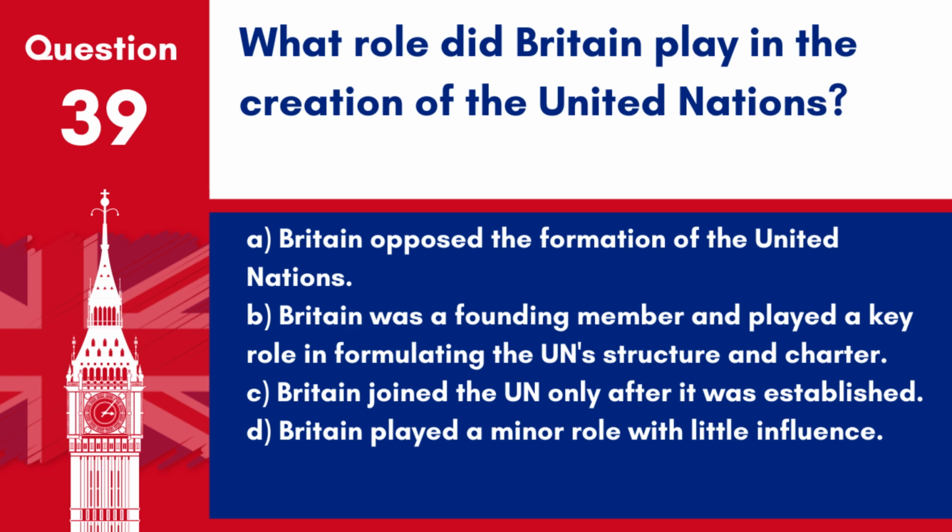Question 39. What role did Britain play in the creation of the United Nations? A. Britain opposed the formation of the United Nations. B. Britain was a founding member and played a key role in formulating the UN's structure and charter. C. Britain joined the UN only after it was established. D. Britain played a minor role with little influence.